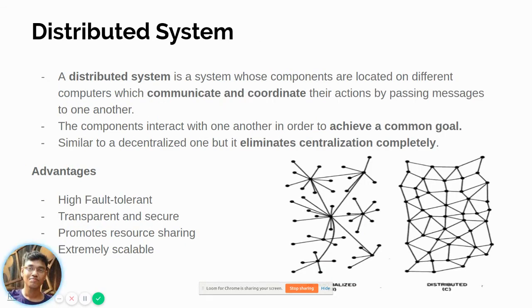The next is, what is a distributed system? When we talk about centralized and decentralized systems, we are talking about the control of the network. Whereas when we talk about distributed systems, we are talking about the location aspect of it. The parts of the system are located at several different places, and they all collaborate with each other to achieve a common goal. A distributed system is a system whose components are located on different computers, which communicate and coordinate their actions by passing messages to each other. And why do they communicate? To achieve a common goal, right? It is similar to a decentralized system, but it eliminates centralization completely.